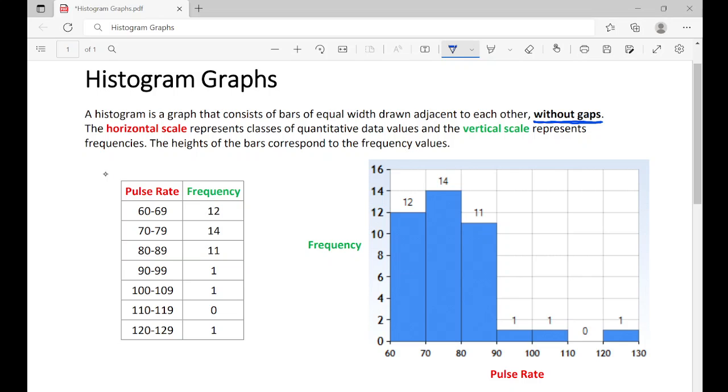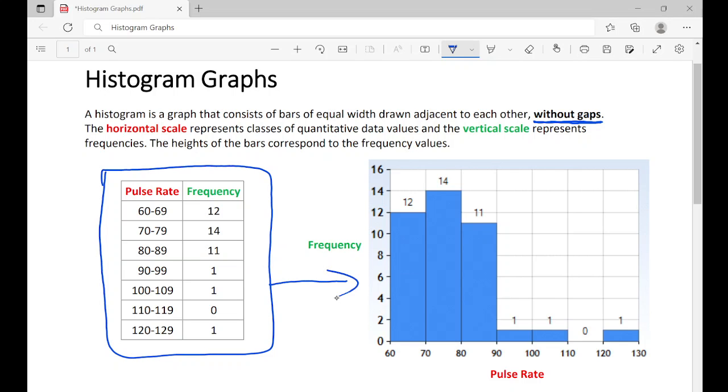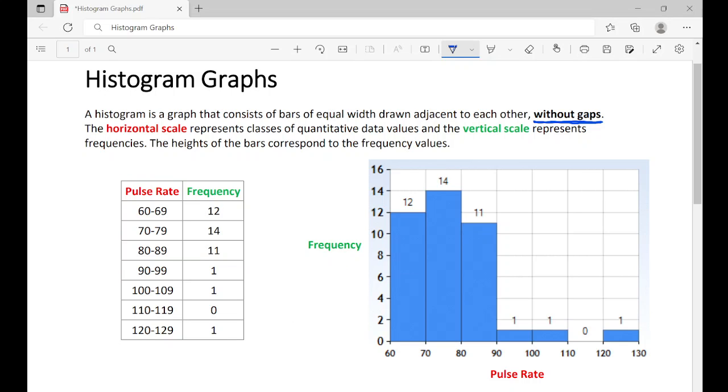So here we're going to take our table here, and I'm going to explain how we get the histogram over here. So first thing is we need to write out the horizontal scale, the horizontal axis. And this is done from our classes on the left-hand side. So 60 to 69, 70 to 79, and so on. But we're only going to use the lower class limits. So 60, 70, 80, 90, 100, 110, 120. And we actually need to write in 130 because if we don't, we wouldn't be able to show the final class.